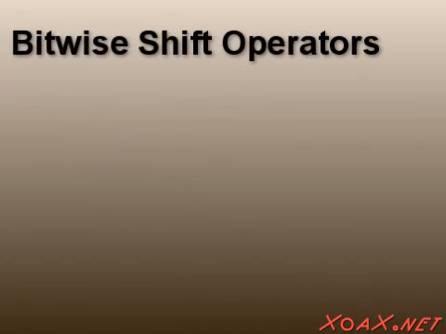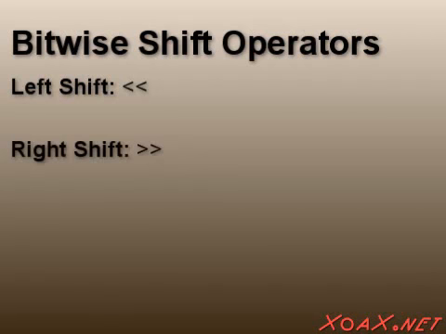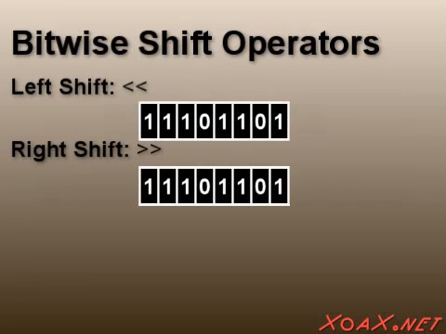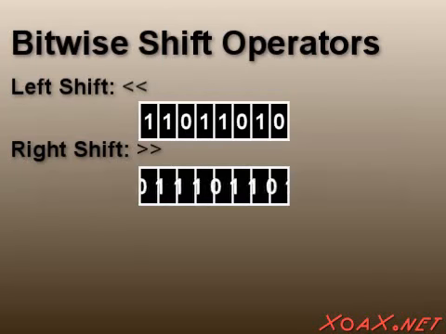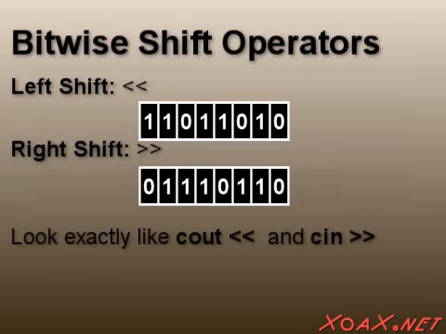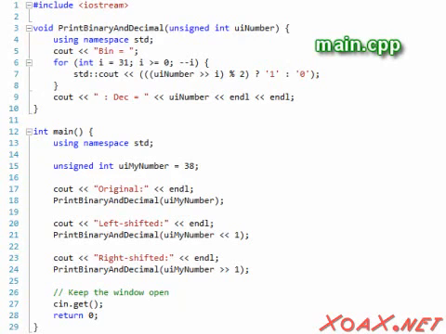The bitwise shift operators consist of two less than symbols for a left shift, and two greater than symbols for a right shift. These operators shift the bits of a binary number to the left or right. They look exactly like the insertion and extraction operators that we use for input and output. However, the compiler understands the difference based on the context.